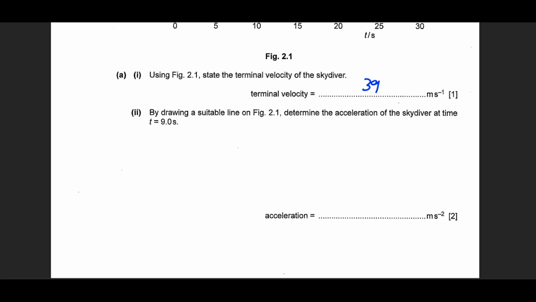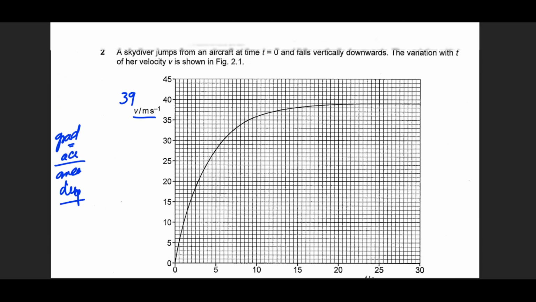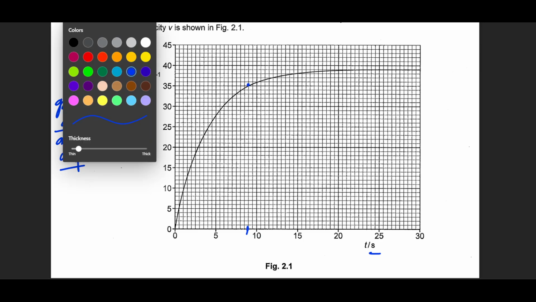And then we have, by drawing a suitable line. Now a suitable line, of course, is referring to the tangent line. Determine the acceleration. We understand that in a velocity time graph, the gradient represents the acceleration and the area represents the displacement. So for the tangent at the certain point where he's asking us, at t equals 9 seconds, which is going to be at this point. No, probably 2 boxes behind. Yep, so this will be 2 boxes behind. Please count the number of boxes accurately. And exactly at this point, we will draw a tangent.